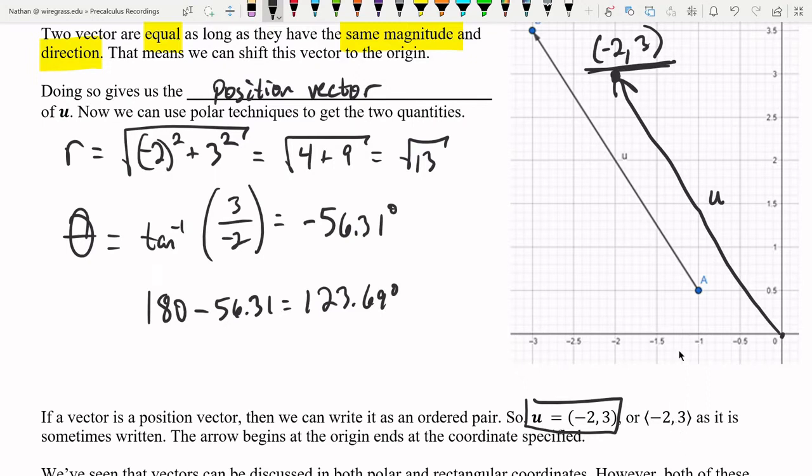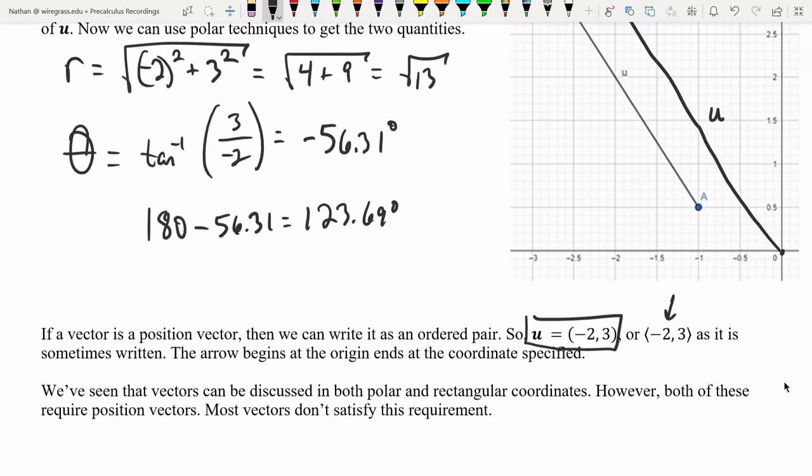They're not just points; they're actually arrows. We use these kind of brackets, these angle brackets. We can see that we have polar coordinates for this vector, and we have rectangular coordinates for this vector. But both of these require position vectors. They have to have these position vectors for them to be used this way. But any general vector doesn't have to be on the origin, so most vectors don't satisfy this requirement.